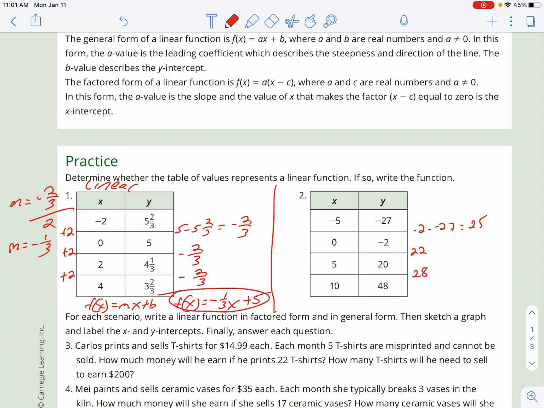And as soon as I see the y's are not changing consistently, I can be done. On the x's, if I did check that for any reason, we're increasing by 5, we're increasing by 5. Now the x's are fine, but because the y's are not, we're going to say it's not linear. You cannot calculate the slope. You cannot write the equation.